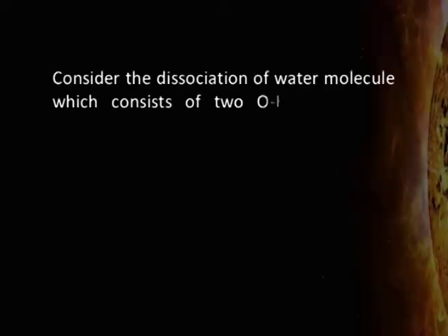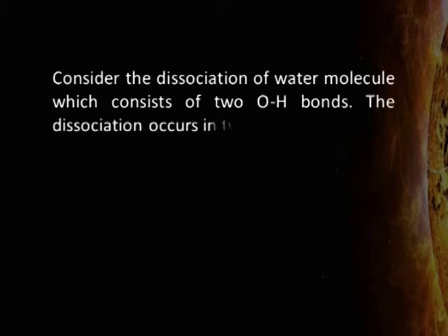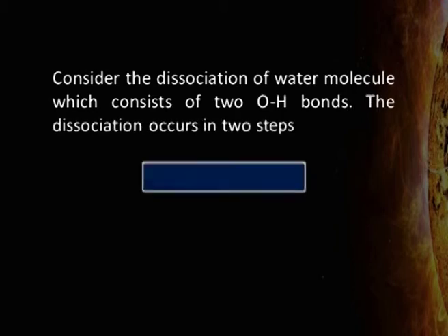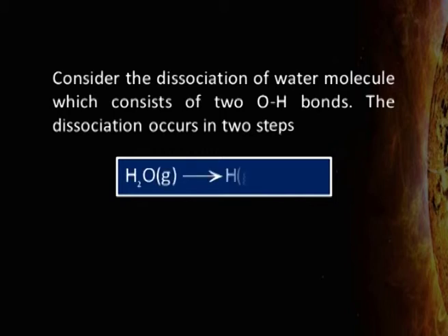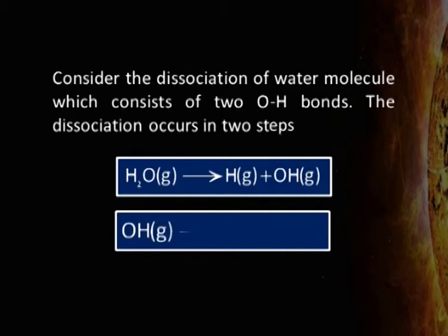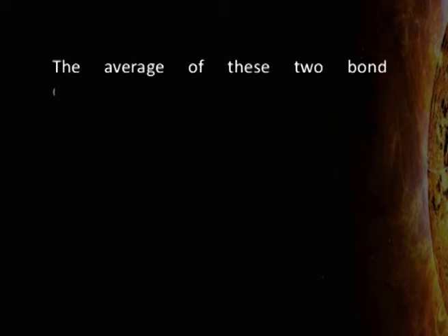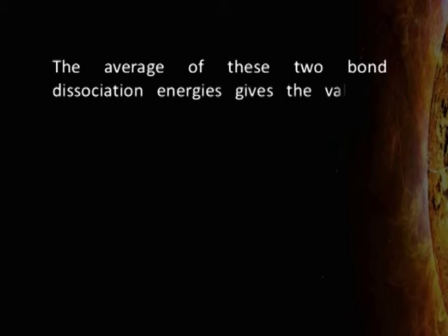Consider the dissociation of a water molecule, which consists of two OH bonds. The dissociation occurs in two steps. In the first step, H2O will dissociate into a gaseous hydrogen atom and gaseous OH. In the second step, gaseous OH will dissociate into a gaseous hydrogen atom and a gaseous oxygen atom. The average of these two bond dissociation energies gives the value of the bond energy of OH.